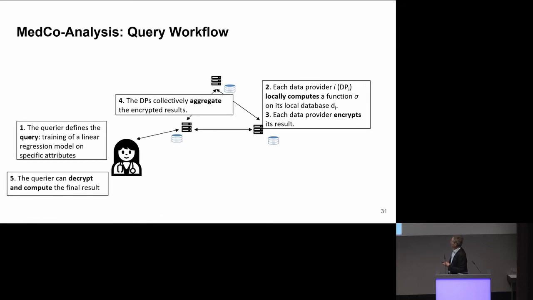Here is the researcher, and here are the three institutions that are involved. The researcher first defines the query, for example training a linear regression model on specific attributes. Each of the data providers then locally computes a given function on its local database, with the data remaining encrypted, and each data provider encrypts the results. The results get aggregated and provided to the researcher, who can then decrypt and compute the final result she is entitled to obtain.